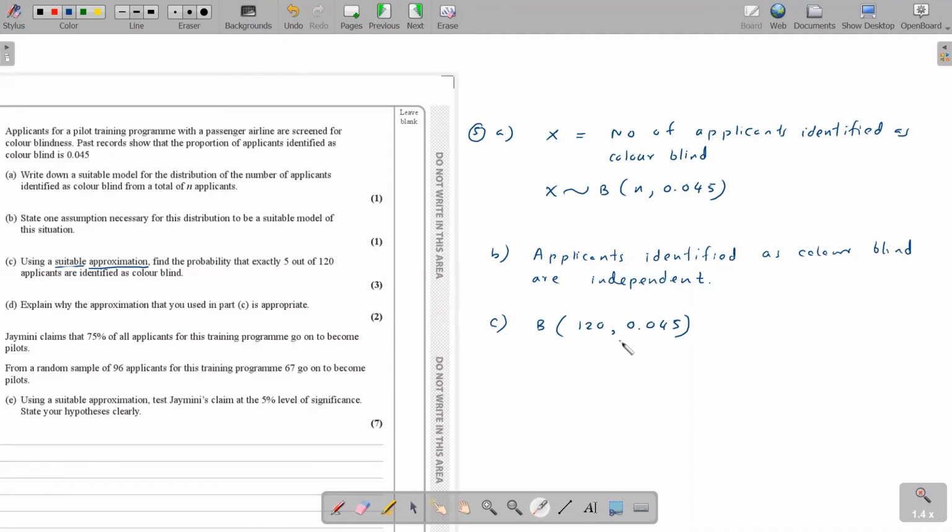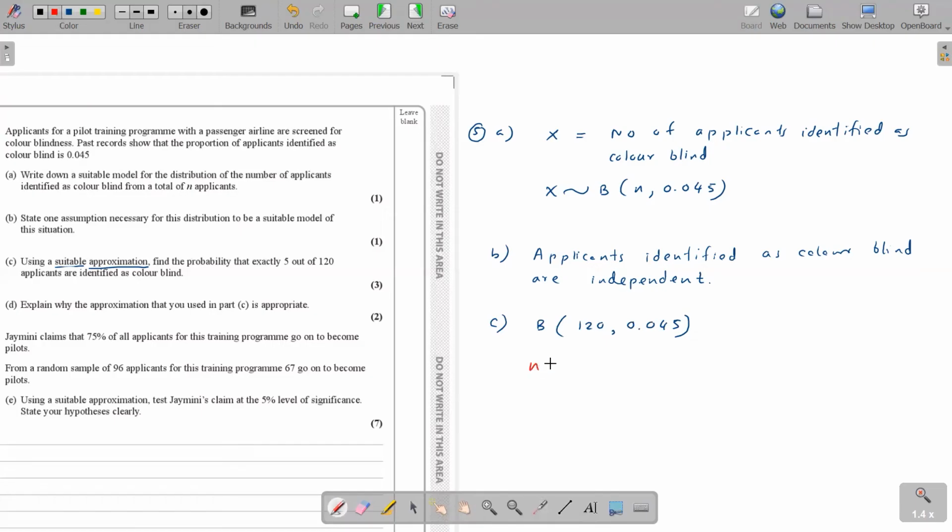When n is large and p is small, and the other one when n is large and p is close to 0.5. Those are the two parts. When n is large, p is small, we normally go for Poisson. When n is large and p is close to 0.5, we go for a normal. Basically, it depends on the mean value, EX, the expected value.